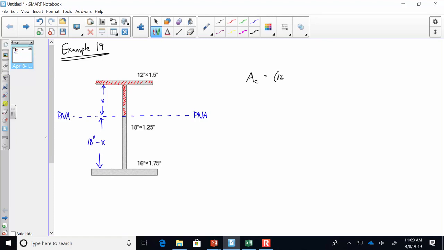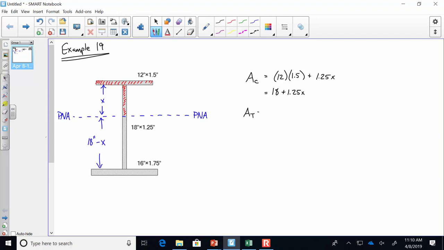There we go, 12. And for the sake of this, I'm going to keep everything in inches, so I'm just going to leave that off. 12 times 1.5 plus what? 1.25 times x, because the thickness is 1.25. Is everybody okay with that? So chugging that out, what's 12 times 1.5? Say it again. 18. So this is 18 plus 1.25x.